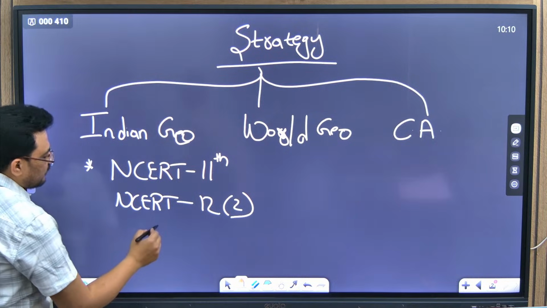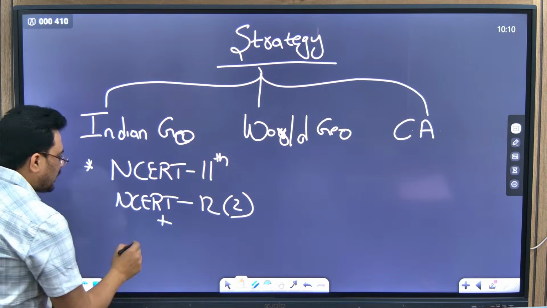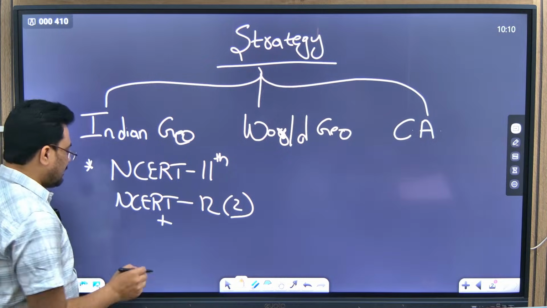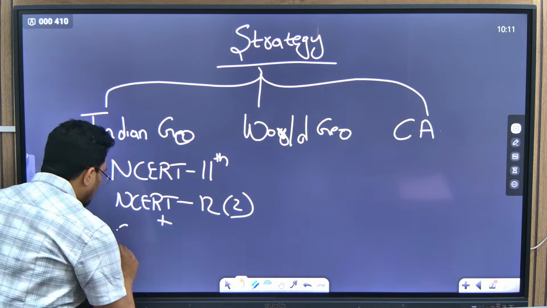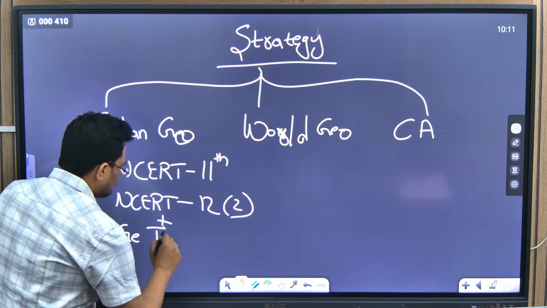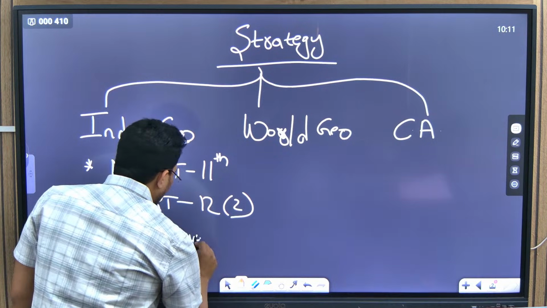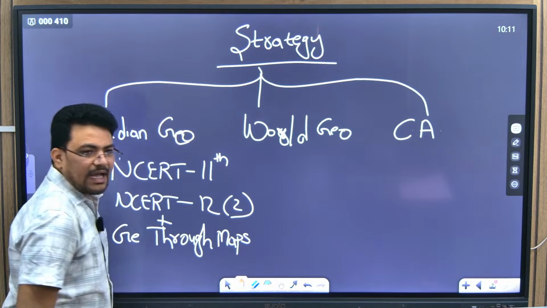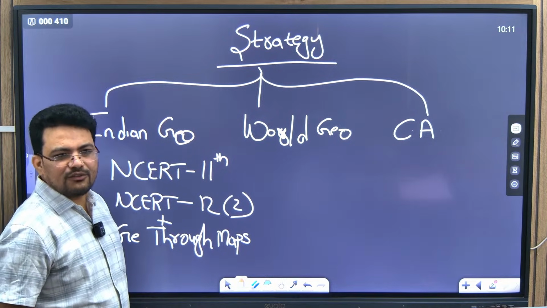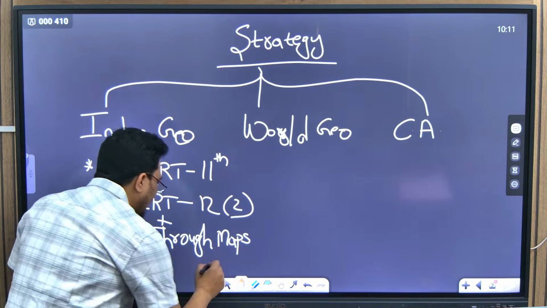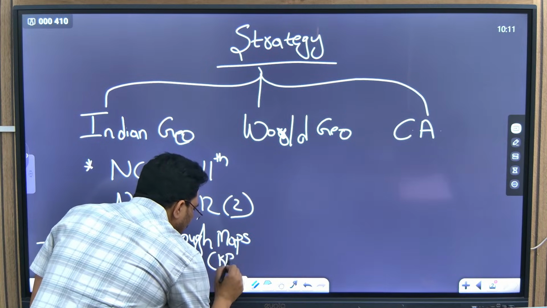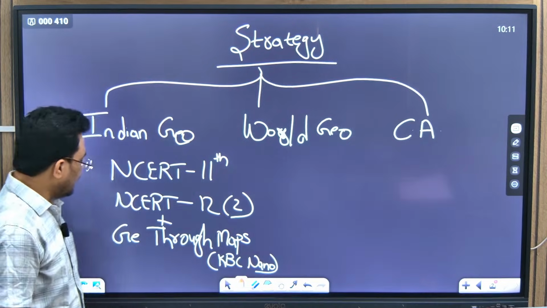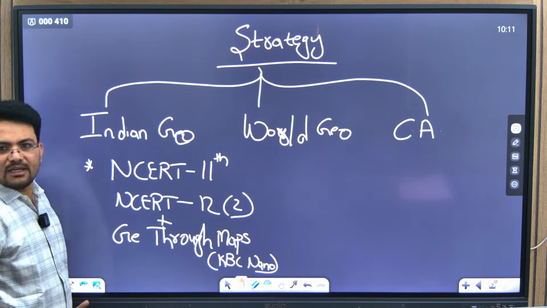Along with this, for mapping you need to follow any one book along with the atlas. For example, there are a lot of compilations like Geography Through Maps. The book I am following and found useful is by KBC Nano. You can follow any book of your choice. These things will be helpful.